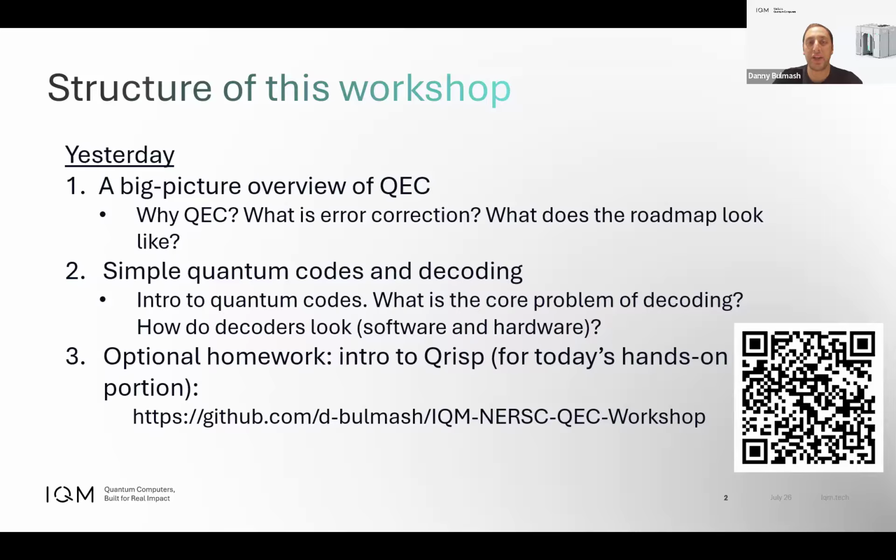We started with a big picture overview of quantum error correction, so why we want to do it, what it is, and what the roadmap looks like. And we then talked about some simple quantum codes and decoding. So we looked at how quantum codes are able to detect both bit flip and phase flip errors, and then talked a bit about decoding and how decoders look, both at the software and hardware level.